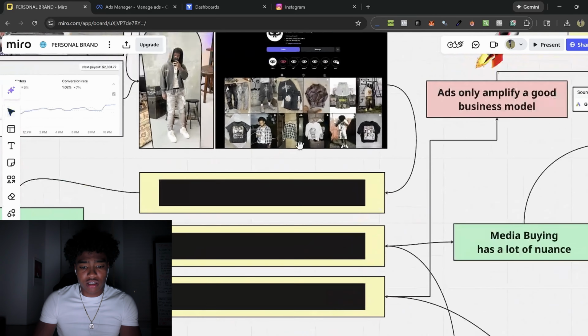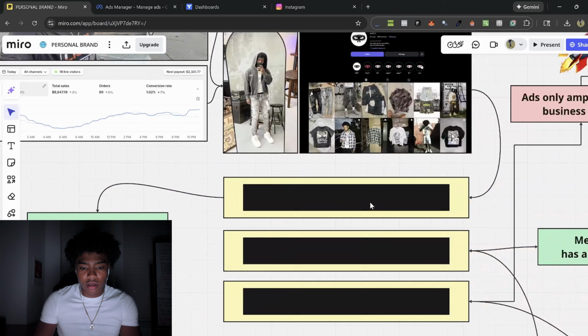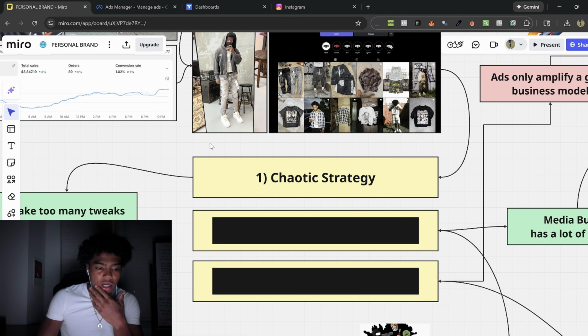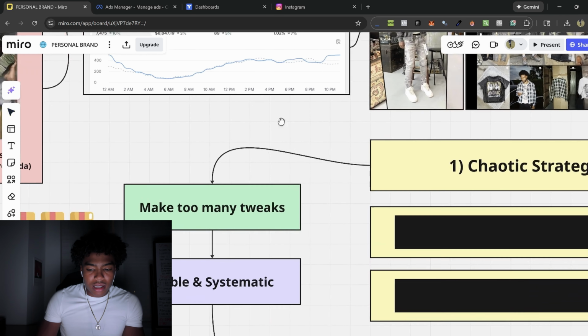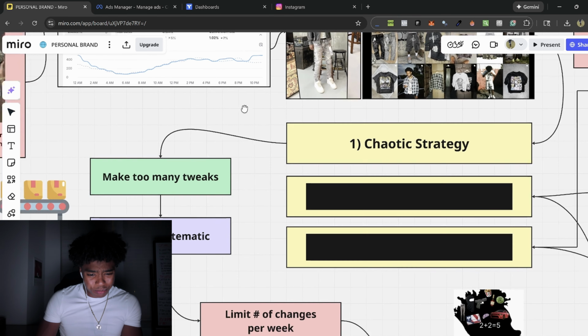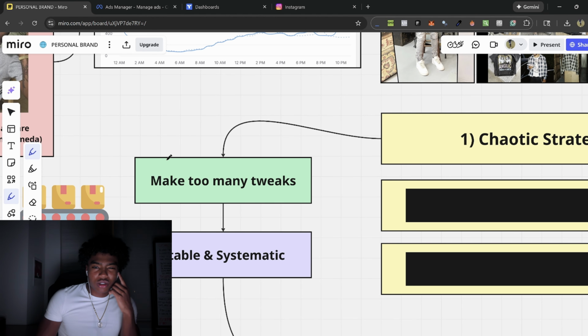But basically, let's just dive right into it. The first reason why your clothing brand ads are performing like shit is that you have a chaotic strategy. When I talk to a lot of brand owners in my mentorship, I noticed that a lot of them have a very sporadic and chaotic strategy when it comes to Meta ads and ads in general, in the sense of they're just making too many tweaks in their ad account. You know what I'm saying? Like they have a bad day of performance one day, so they end up killing ads or campaigns, and then they end up testing too many things at one time.